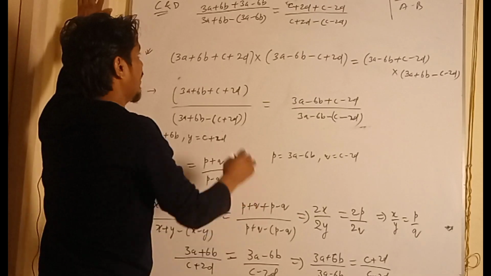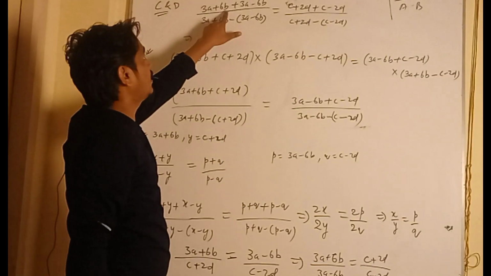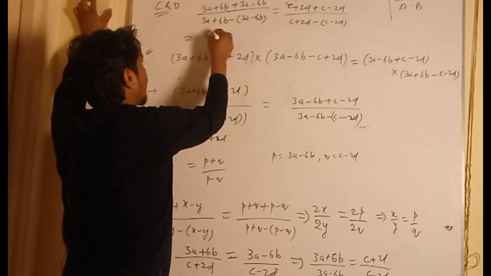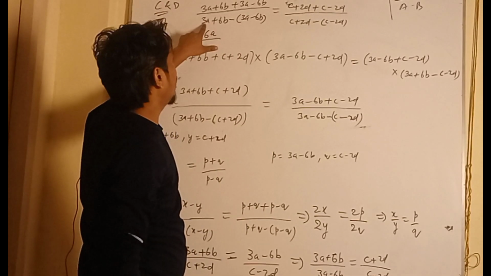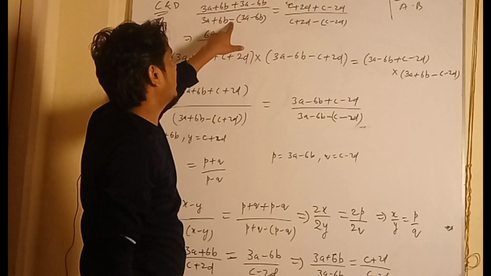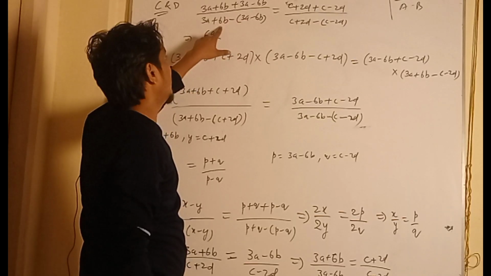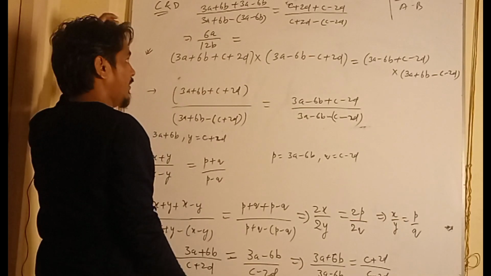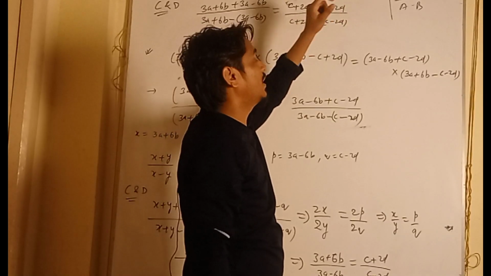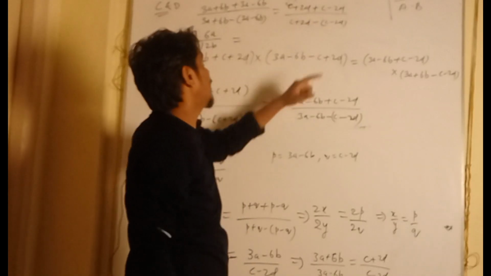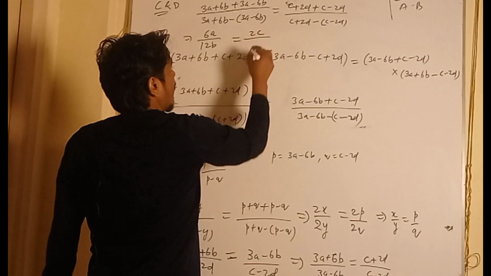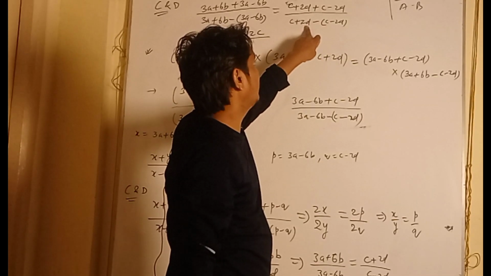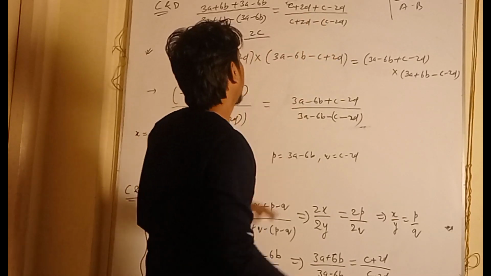Further, if we simplify, we find that 6b minus 6b cancels, 3a plus 3a is 6a, and in the denominator 3a minus 3a cancels, minus minus plus 6b, and this 6b plus 6b is 12b. Now on the right side, plus 2d minus 2d cancels, so c plus c is 2c, and in the denominator c plus 2d minus c plus c cancels, 2d over here, minus minus plus 2d is 4d.